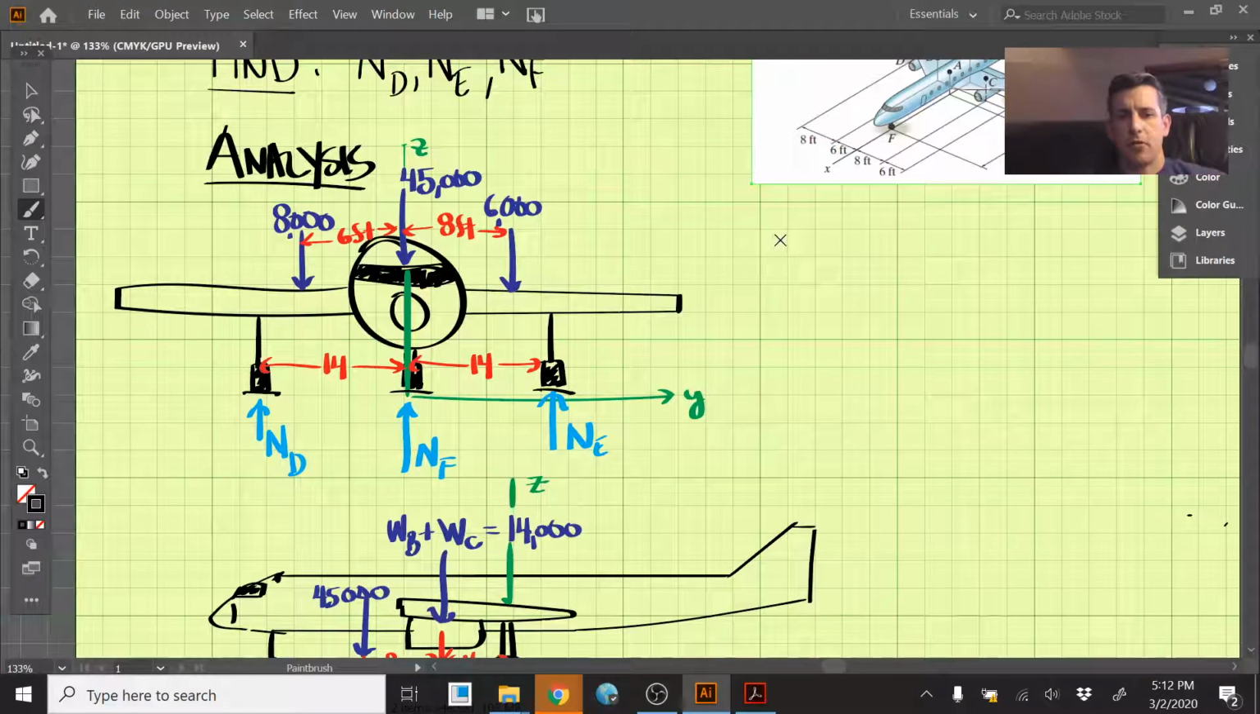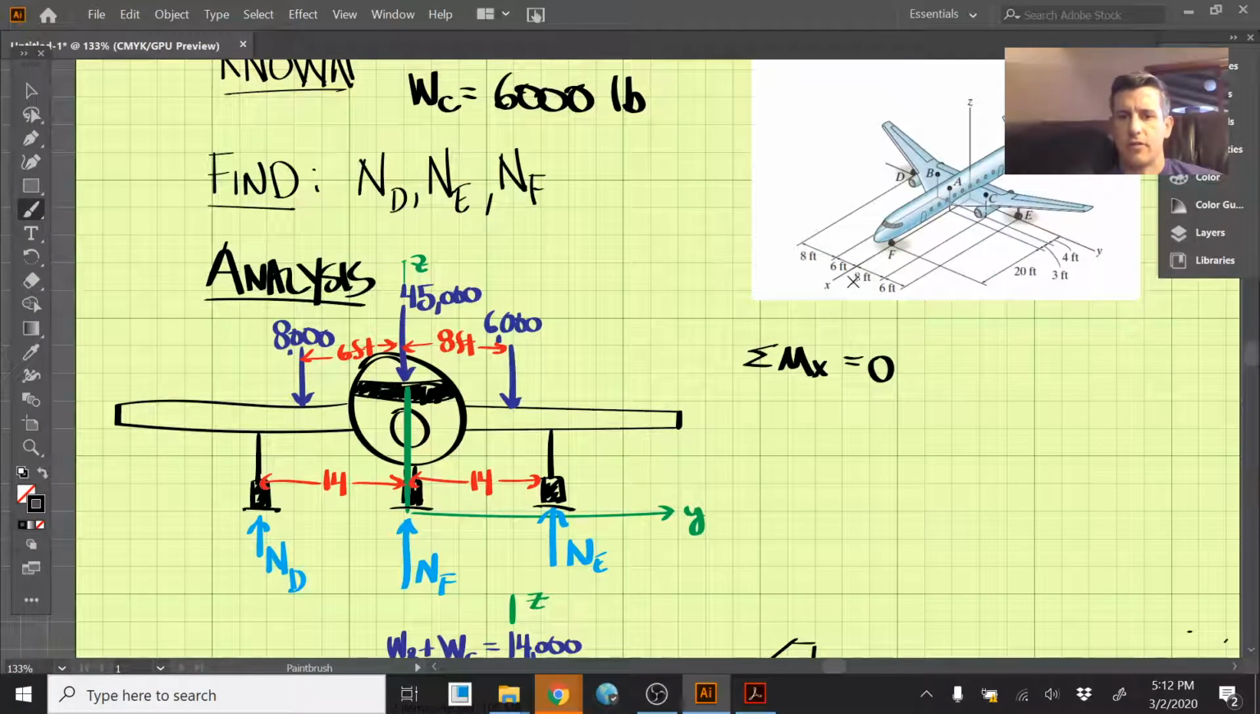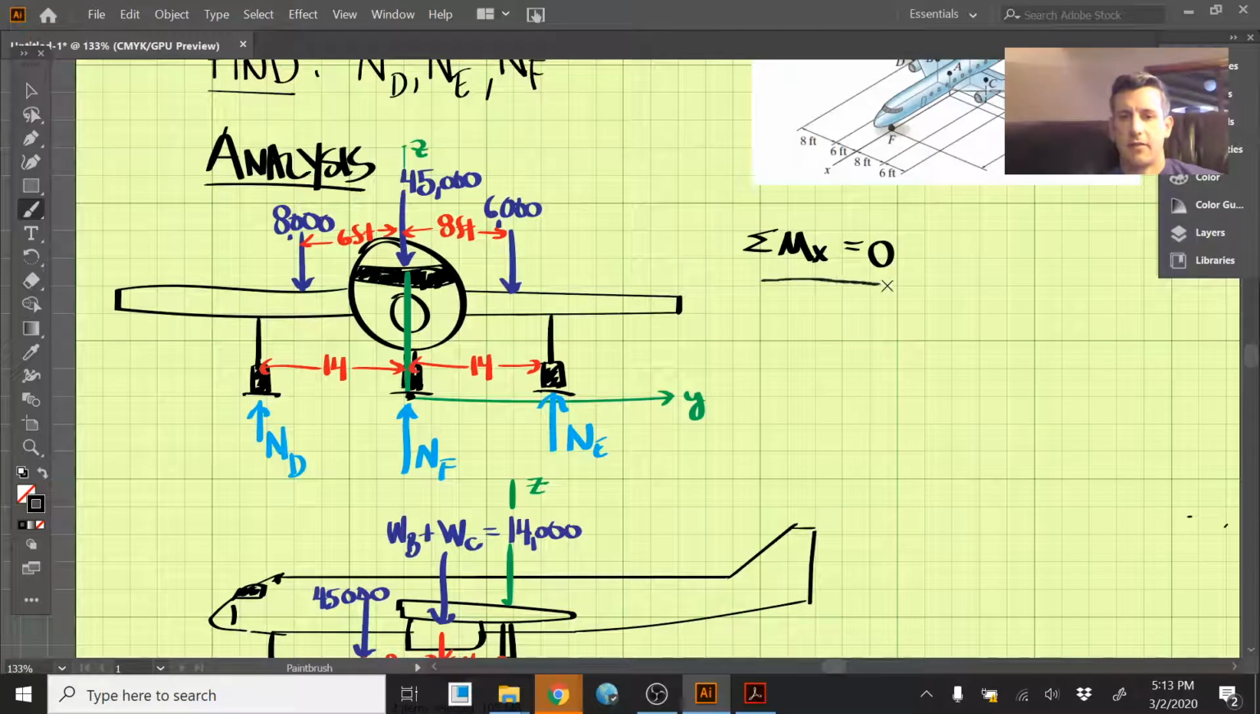To do this, we're going to take the sum of the moments around x and set that equal to 0. You can see the x-axis is actually pointed directly at us here, so we're taking the moments about the x-axis. All right, so the moments about the x-axis are equal to 0.